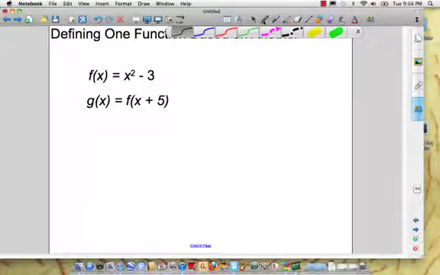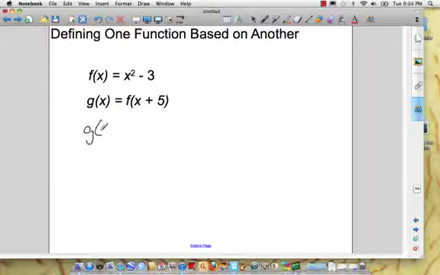So I'm going to now find a more explicit rule for g of x. Well, what do I need to do? I need to plug in x plus 5 for x in the f rule. Okay, this is kind of weird, but this is what you do. Instead of x squared, it's now x plus 5 squared, and then minus 3. So we're plugging in x plus 5 for x, okay?